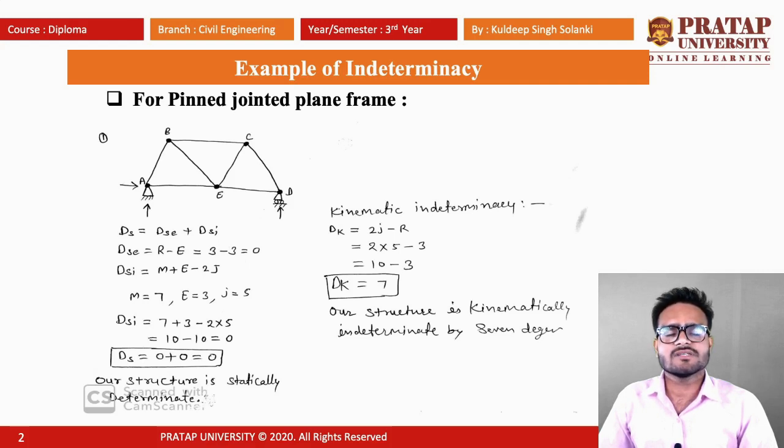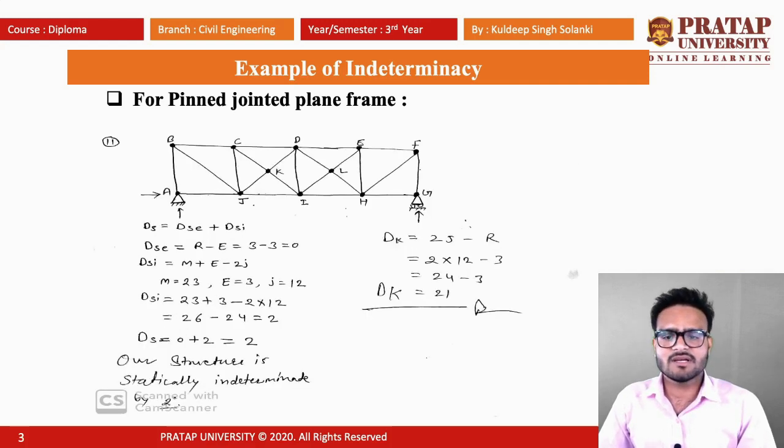So we can say our structure is kinematically indeterminate by 7 degree. Okay. Is it clear? First example is clear. So next is the second example. This is also a 2D truss. This is an example for 2D truss, and we can calculate ds and dk both.